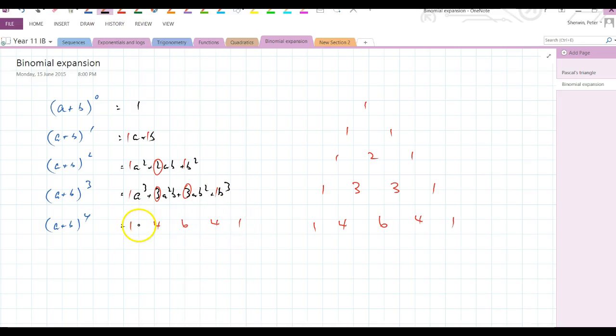And in here, we're going to have a to the 4, then a cubed b, then a squared b squared, then ab cubed, then b to the 4. Wow, look at that. In about a minute, we've sorted out our binomial expansion. We've picked out a lot of stuff already.